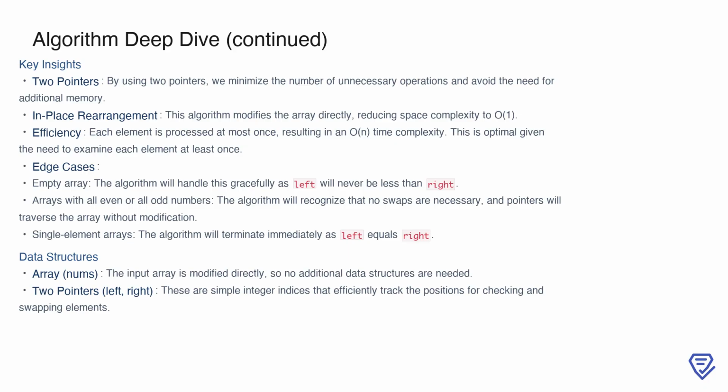even or odd. Additionally, the algorithm handles edge cases gracefully. For example, if the input array is empty, the pointers will never meet, and the algorithm terminates without error. For arrays containing only even or only odd numbers, no swaps are necessary, and the pointers traverse the array without making changes. Lastly, for single-element arrays, the algorithm terminates immediately since left equals right, and no processing is required. These considerations ensure the robustness of the solution.